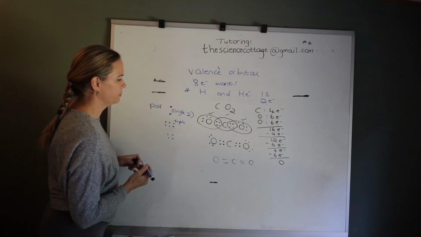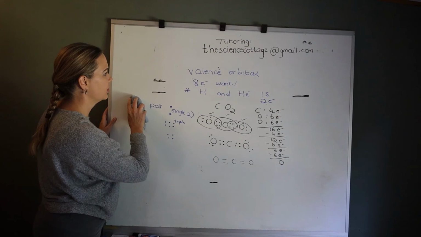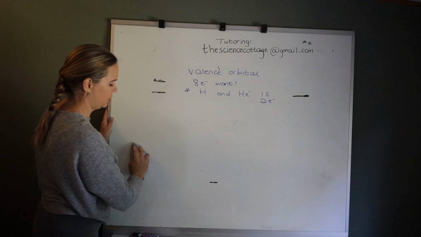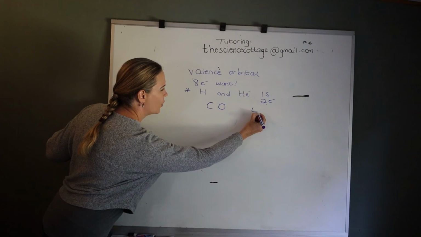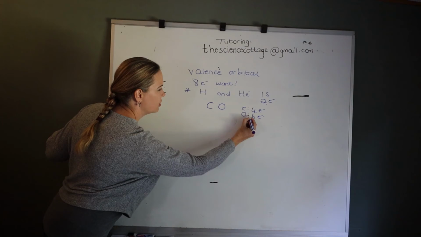Right, next one, carbon monoxide. This is one that is often used to catch you out. But by using our steps, you'll see that it's actually easy. Add the number of valence electrons, 4 for carbon, 6 for oxygen, which gives us a total of 10 electrons.